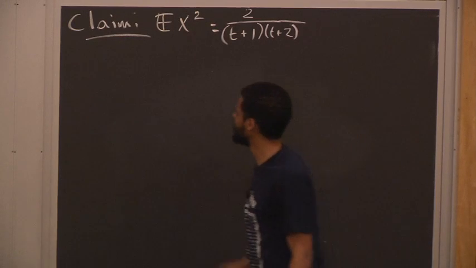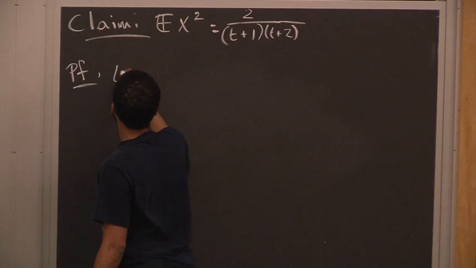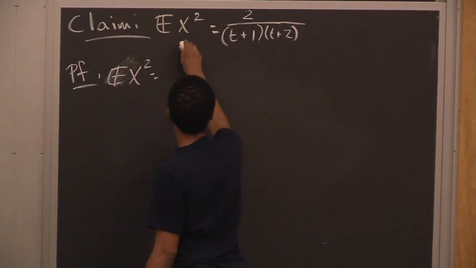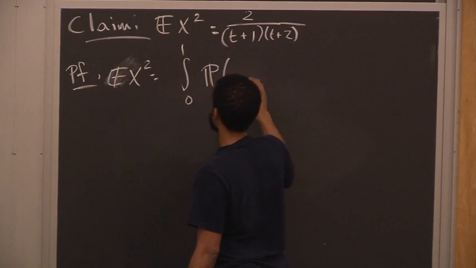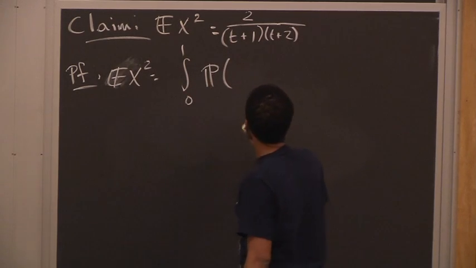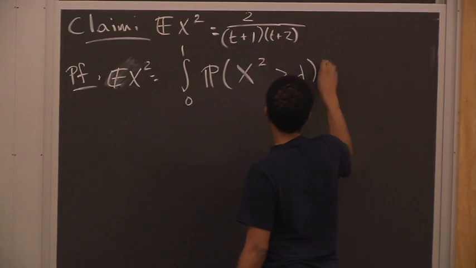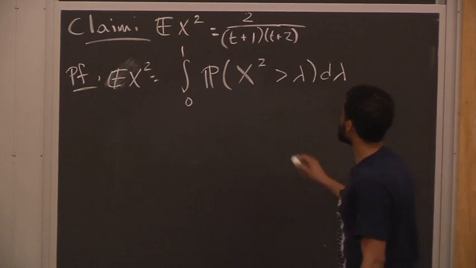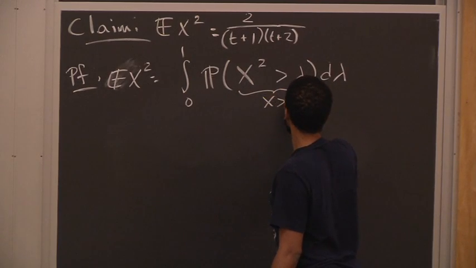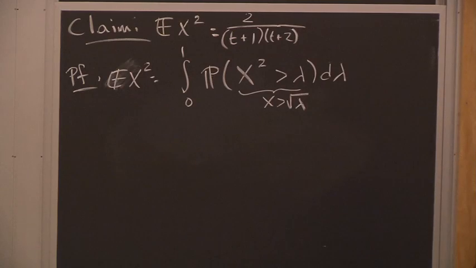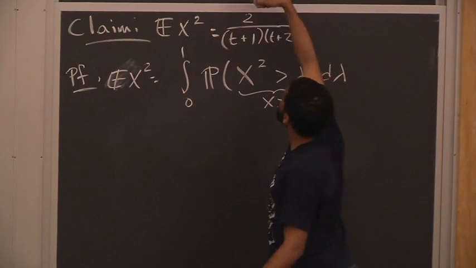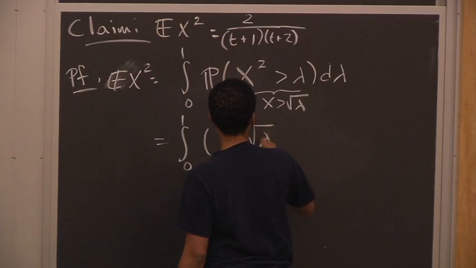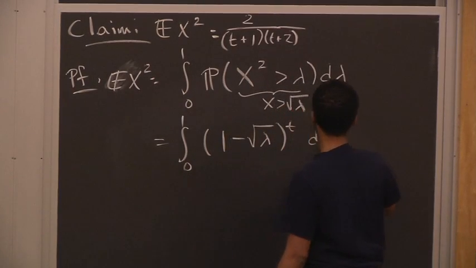Okay, and the proof is very similar. Proof: the expectation of x squared is equal to the integral from 0 to 1 of the probability that x squared is bigger than lambda, d lambda. And that's the same thing as saying that x is bigger than root lambda. So just running through the same kind of steps, you get that this is equal to the integral from 0 to 1 of (1 minus root lambda) to the t, d lambda.